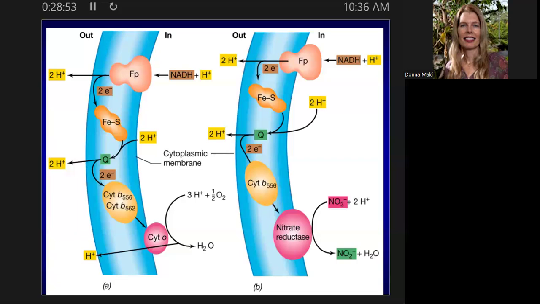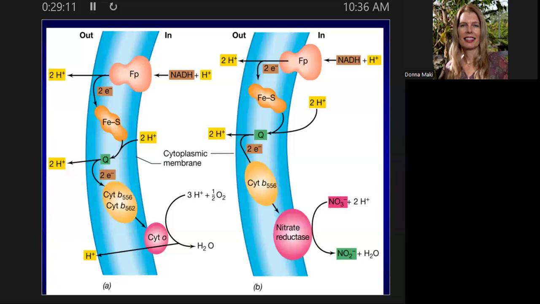And the artist drew this. If you count up the protons, it looks like there's 5 on the left and only 4 on the right. So the artist is trying to show that you don't get as great of a proton gradient. And that means you don't get as much ATP. Okay, so that's what they're trying to imply.